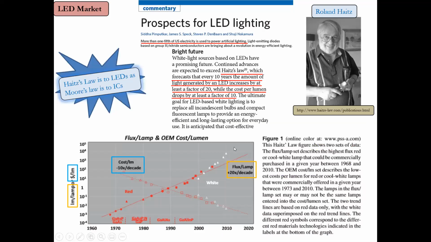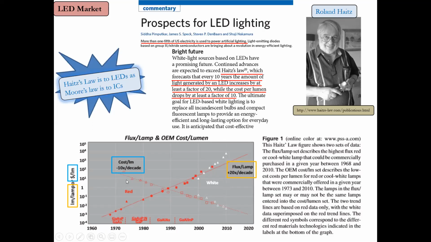Giving you some pertinent insights, this person is Roland Haitz. He is to the LED industry what Moore is to ICs. He predicted that every 10 years, the light generated by an LED would increase by a factor of at least 20, and the cost would decrease by a factor of at least 10. His prediction has been on the line.